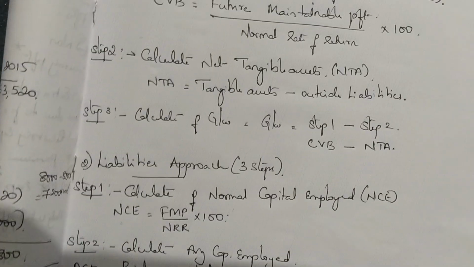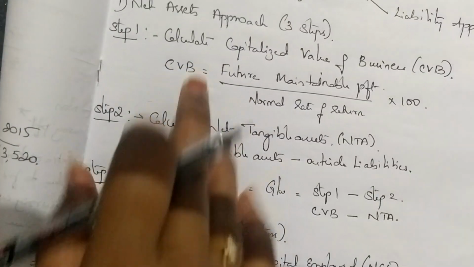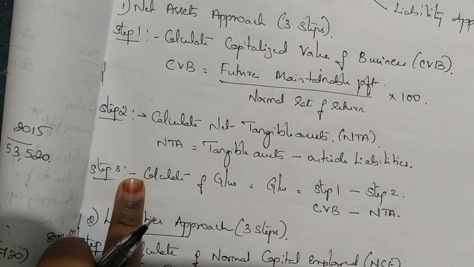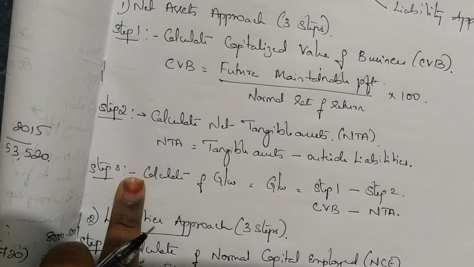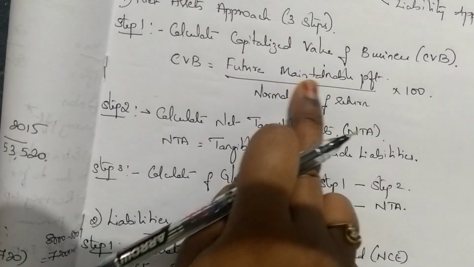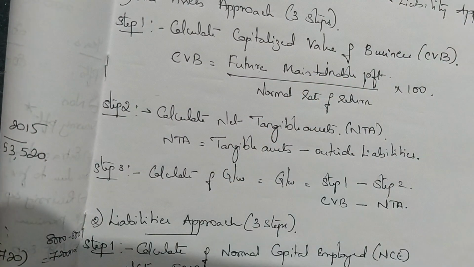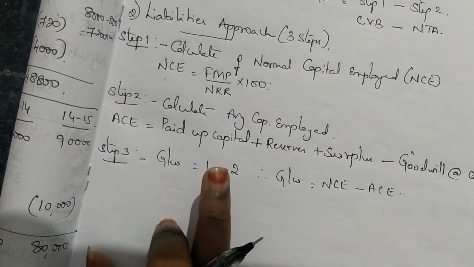So capitalization of average profit has 2 methods. One is net assets and the other one is liabilities. For net assets you have to follow these 3 steps, where it is a simple formula. You just have to apply the formula and you will get the value. The actual problem is in calculating the profit. You have to make the adjustments correctly to get the right amount. Under the liabilities approach also we have 3 steps. Again an easy step.